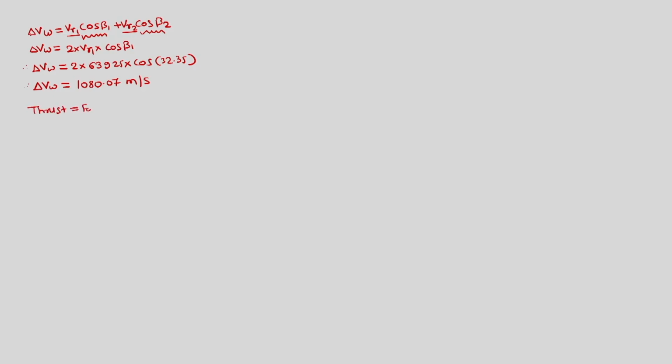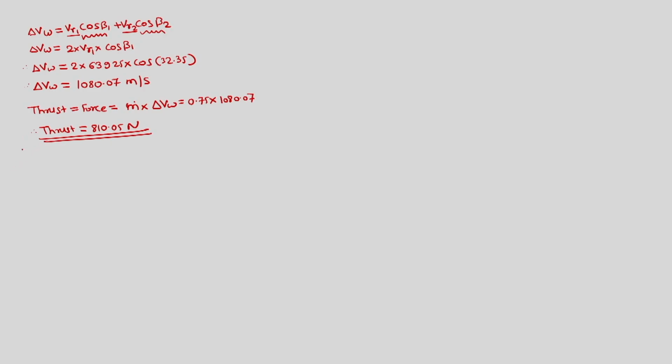So we can find out thrust or force, which is equal to change in momentum. So it is equal to m dot into delta VW, and now we are given that m dot is 0.75 into change in velocity 1080.07. So thrust or force is equal to 810.05 Newton. So this is the tangential thrust.